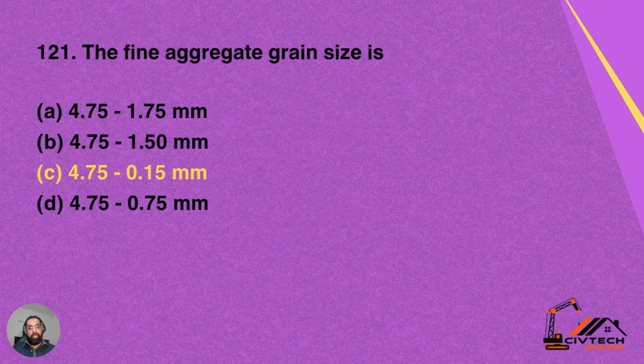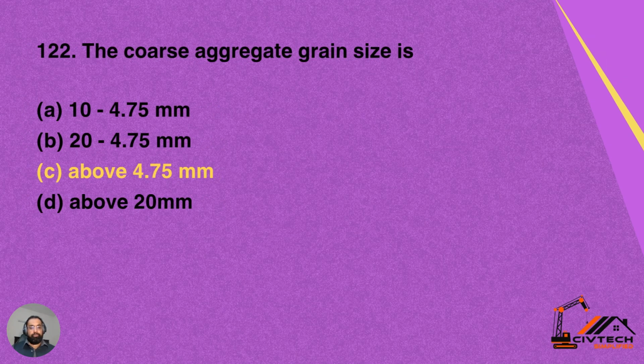121. The fine aggregate grain size is option A, 4.75 to 1.75 mm. Option B is 4.75 to 1.50 mm. Option C is 4.75 to 0.15 mm. Option D, 4.75 to 0.75 mm. So the fine aggregate grain size should be 4.75 to 0.15 mm. It's option C. So the correct answer for this question is option C.